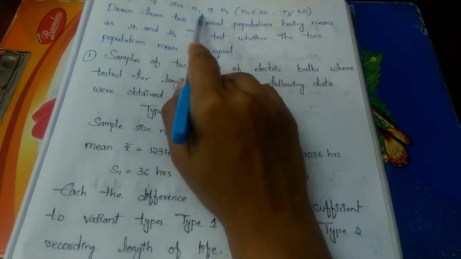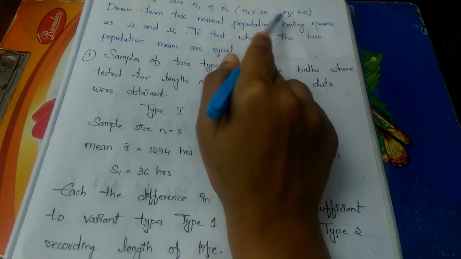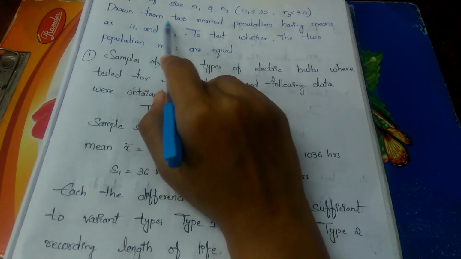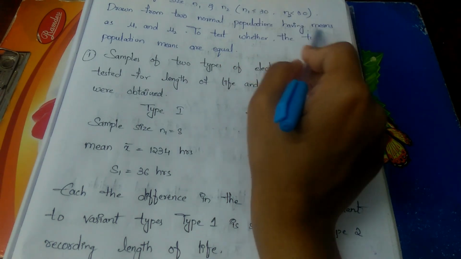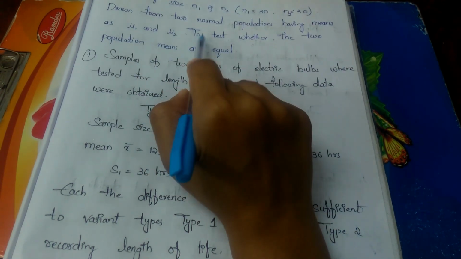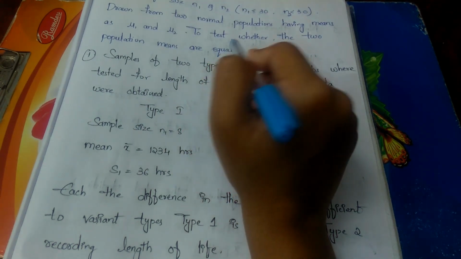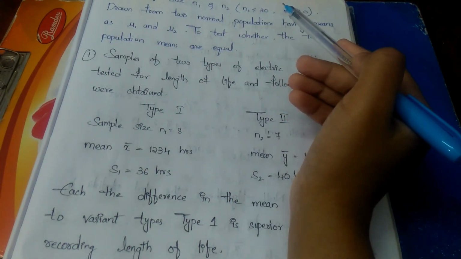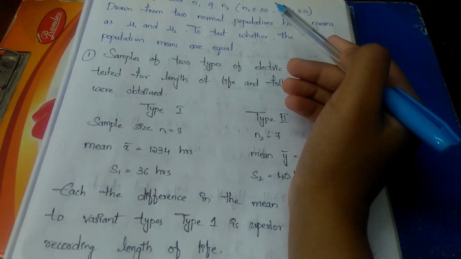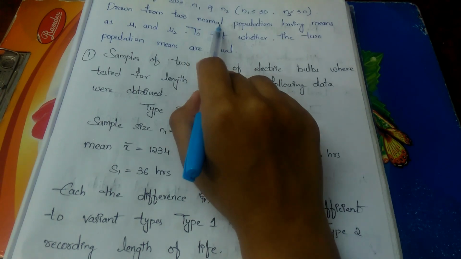If samples of sizes n1 and n2, where n1 is less than 30 and n2 is less than 30, are drawn from two normal populations having means mu1 and mu2, to test whether the two population means are equal or not. So here we are using the t distribution method for the difference of means, where x bar and y bar are the means of two different independent samples, nothing but two different normal populations.